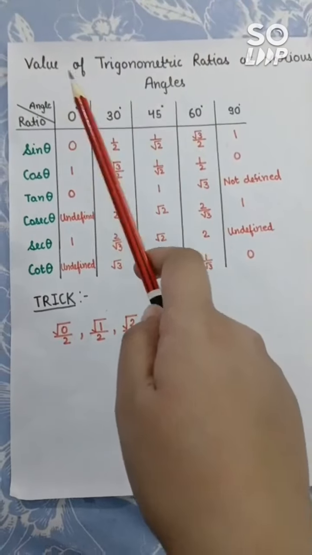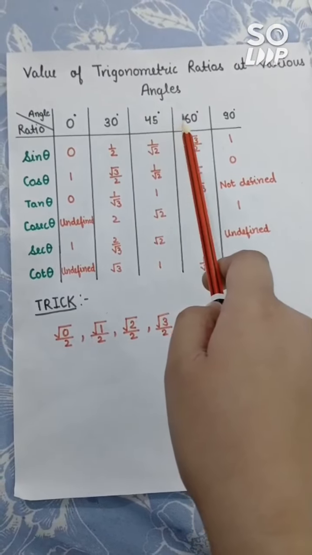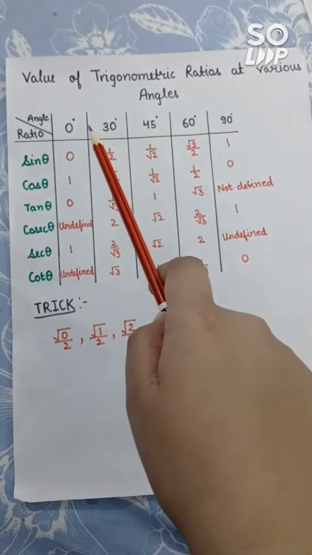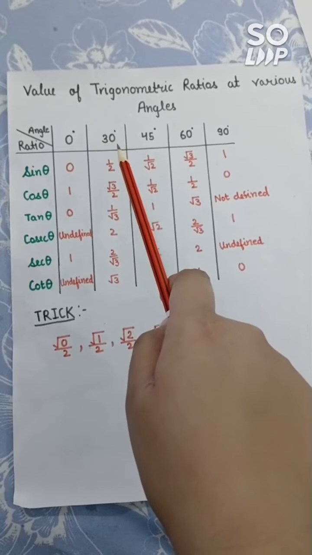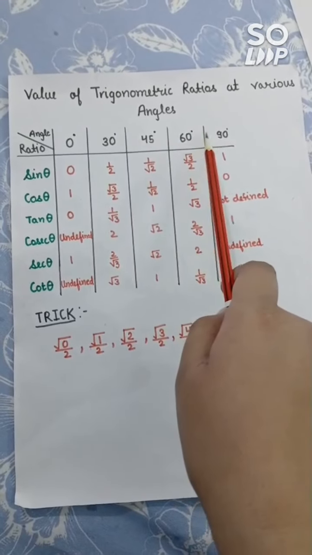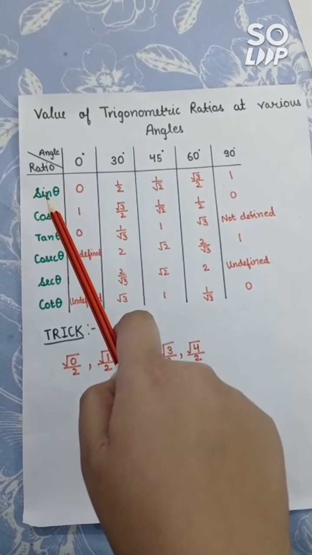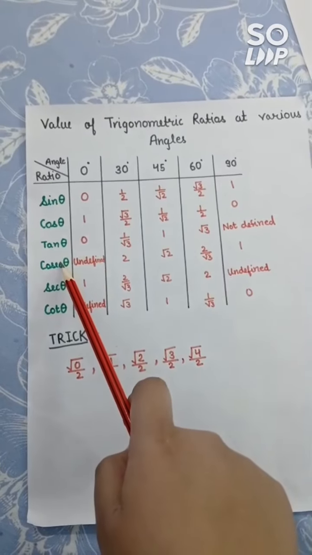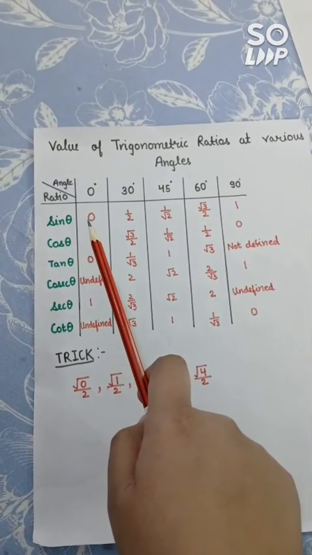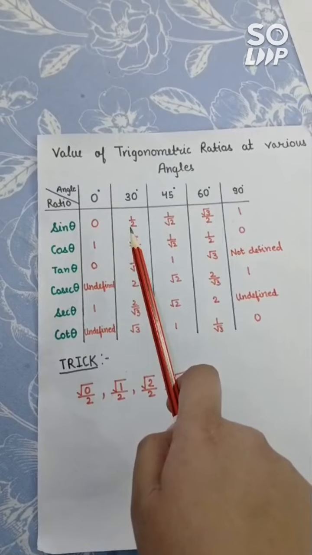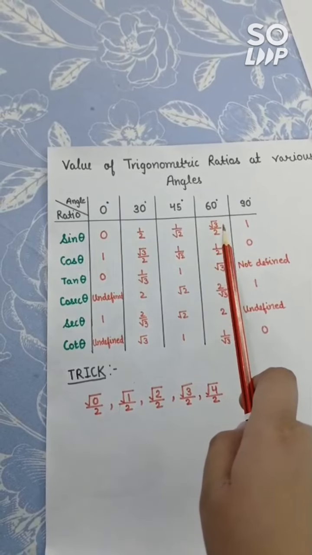Now let us see values of some trigonometric ratios at various angles. So we have mainly 5 standard angles at which we have to learn trigonometric ratios values. So these are mainly 0 degree, 30 degree, 45 degree, 60 degree and 90 degree. And the trigonometric ratios we are considering are sine theta, cos theta, tan theta, cosec theta, sec theta and cot theta. Now value of sine theta at 0 degree is 0, at 30 degree is half, at 45 degrees 1 by root 2, at 60 degrees root 3 by 2, and at 90 degrees 1.